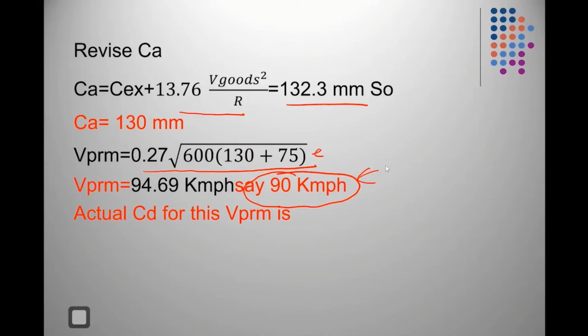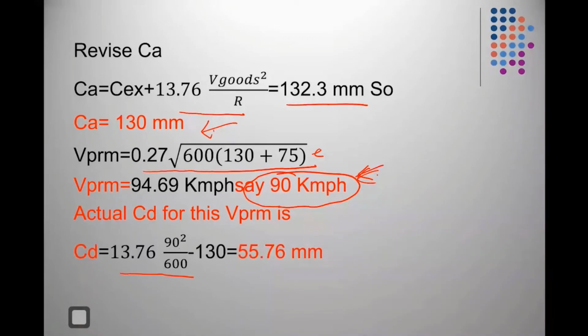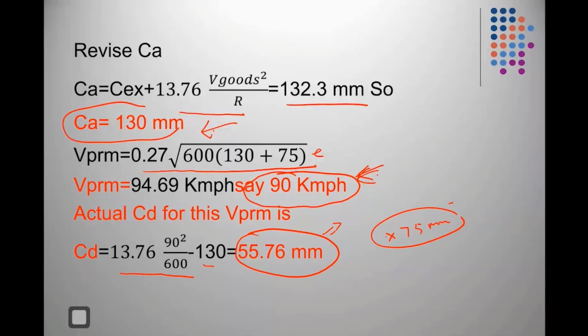अब और cant आपने 130 दिया है. So actually cant deficiency for your fastest train ये आपको दोबारा calculate करना पड़ेगा, and this will be 13.75 V square by R minus 150, and actual cant deficiency is 55.75 millimeter. ये 75 millimeter नहीं रह गया, ये 55.76 रह गया ये. ठीक है ना.